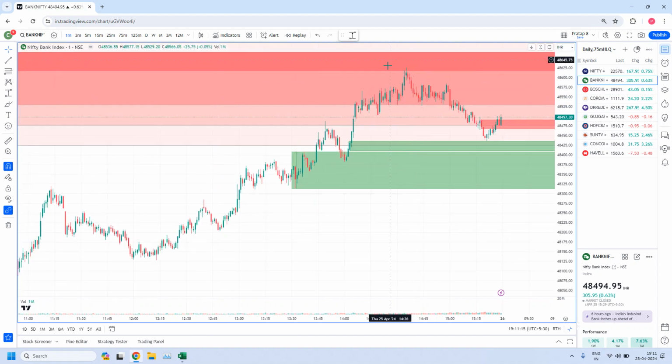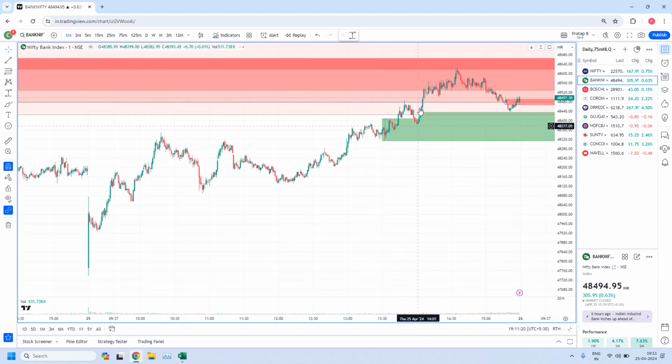This is what I had already drawn, these zones. And in the morning before trading starts, I published the video. At least it will be helpful to some of you so that you know where to.